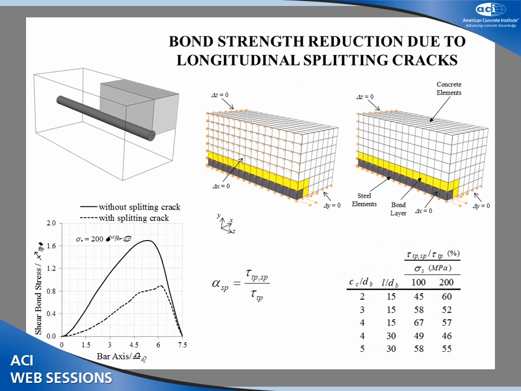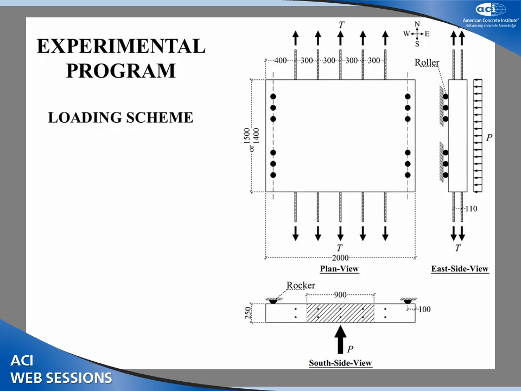Just showing that with the finite element parametric study, we can see that we have almost 55% reduction in the bond stress due to splitting cracks or longitudinal cracks along the reinforcing bars that can happen in two-way panels. So we introduce that into our equation as well.